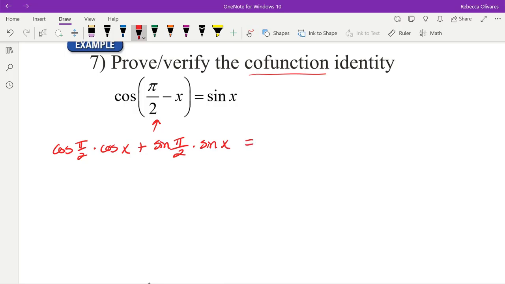Okay, that's all on the left-hand side. So cosine of pi over 2, if we go to the unit circle, that's going to be 0, times cosine of X, plus sine of pi over 2 is 1, and then sine of X is just sine of X. Well, the 0 times the cosine makes that whole term 0, and then 1 times sine, so we get sine of X is equal to sine of X, so therefore we have proved it.